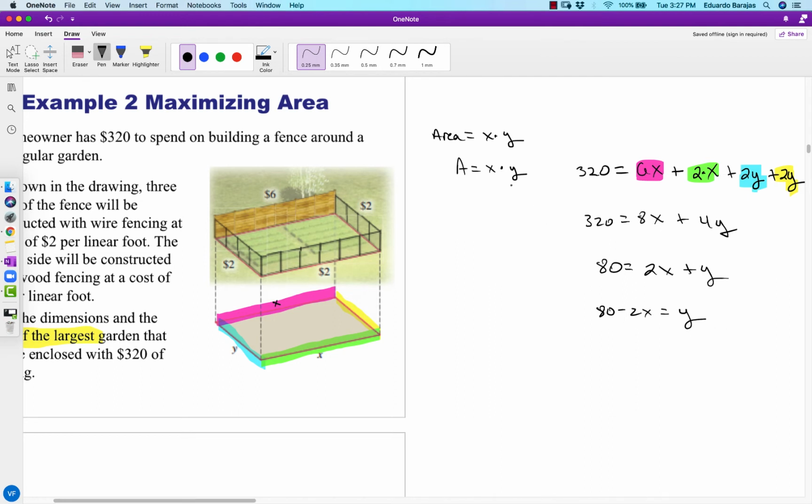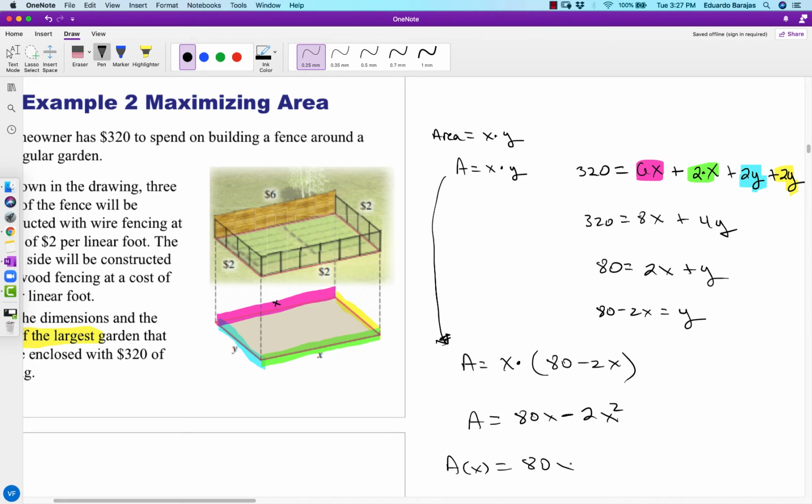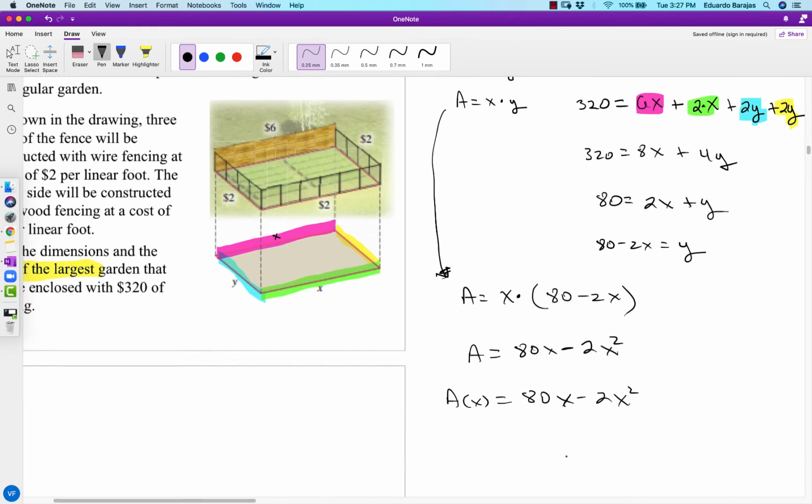And now that's what we want to come over here and replace the y over here. So now, bringing this over here, we get that A must be equal to x times y, where y is now replaced by 80 minus 2x. Simplifying it, we get A equals 80x minus 2x squared. As a function of x, we can rewrite this as A of x equals 80x minus 2x squared. Good. And so now we have function notation.